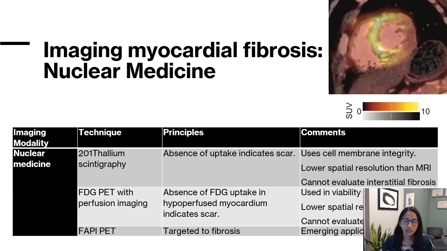Next, we have the nuclear medicine techniques. Thallium scintigraphy is used for scar assessment. FDG PET with perfusion imaging is used for assessment of viability. Both of these techniques have lower spatial resolution compared to MRI. FAPI PET is an emerging technique that is used for assessment of fibrosis.